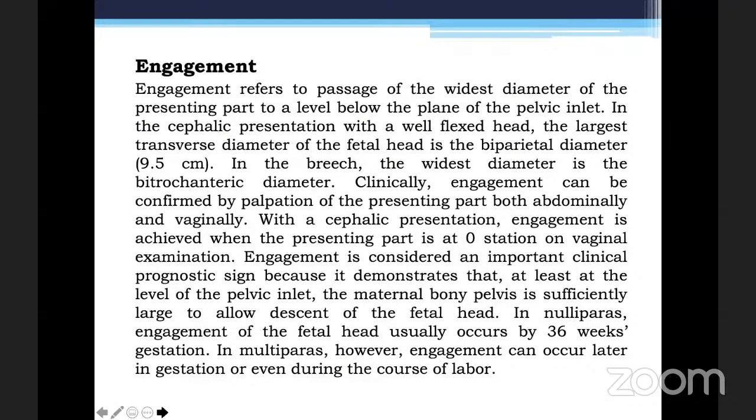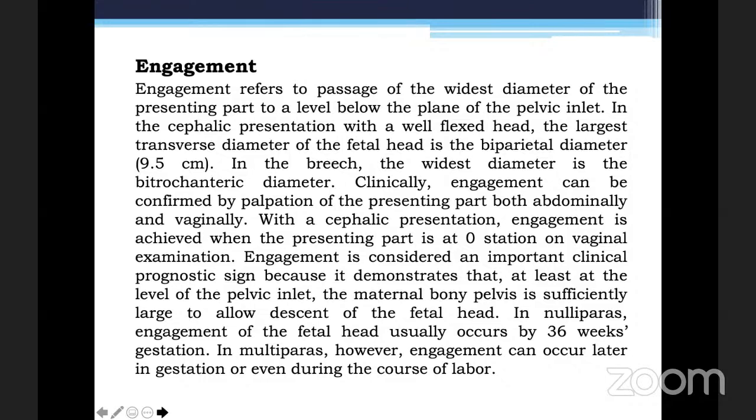So, engagement refers to the passage of the widest diameter of the presenting part to the level below the plane of the pelvic inlet. In the cephalic presentation with a well-flexed head, the largest transverse diameter of the fetal head is the biparietal diameter, which is about 9.5 centimeters. And in the breech position, the widest diameter is the bitrochanteric diameter.